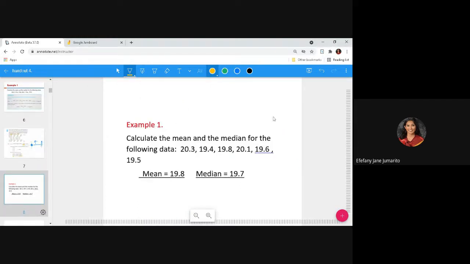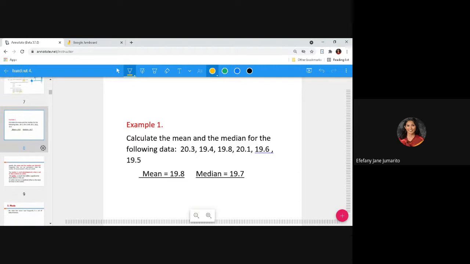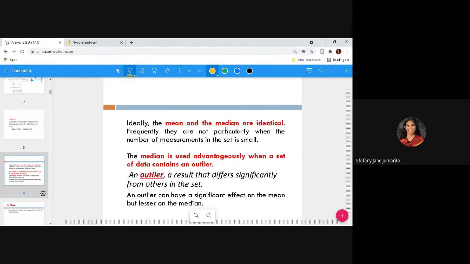Now we have this one: calculate the mean and the median for the following data. Ideally, the mean and the median are identical. Frequently, they are not, particularly when the number of measurements in the set is small. So we can use the mean and median if your data is small, like 1 to 5 to 10. But if you have 100 data points, then some statistics advice is good to use instead of the mean and median.